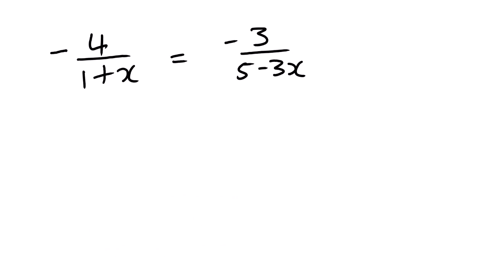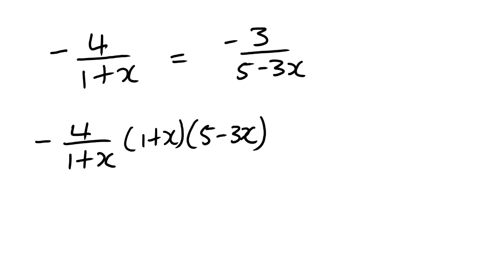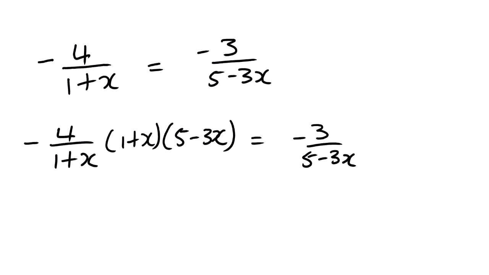Our next example. I believe you can see how we solve this type of question. Now the terms which cause the fraction are 1 plus x and 5 minus 3x. So we are going to multiply each and every term by the terms which are causing the fraction. It's actually 5 minus 3x, 1 plus x, and 5 minus 3x. The aim is to get rid of the fraction.